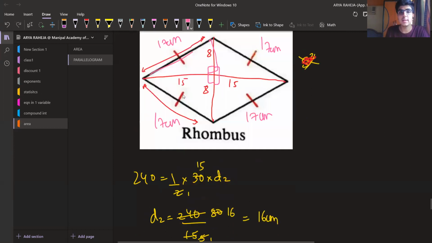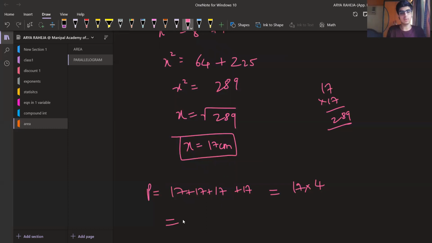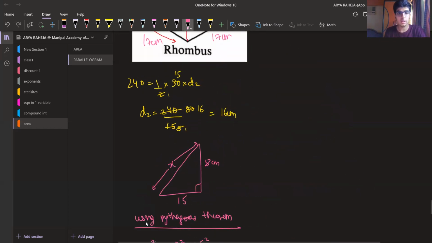So now if you have to find perimeter, perimeter is equal to 17 plus 17 plus 17 plus 17. And the same thing is nothing but 17 into 4. It's the same thing, you can do either. So now this comes out to be 68 centimeters. Finally, the perimeter of the rhombus. Okay, therefore perimeter is 68 centimeter. Okay, write this whole thing down.